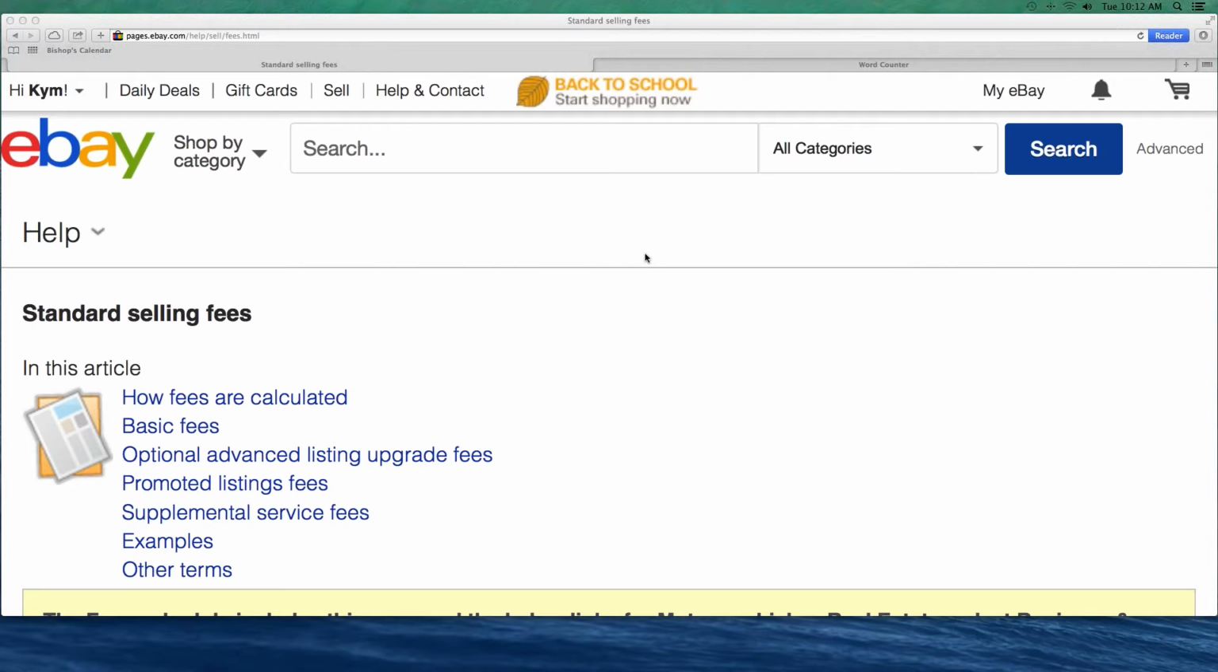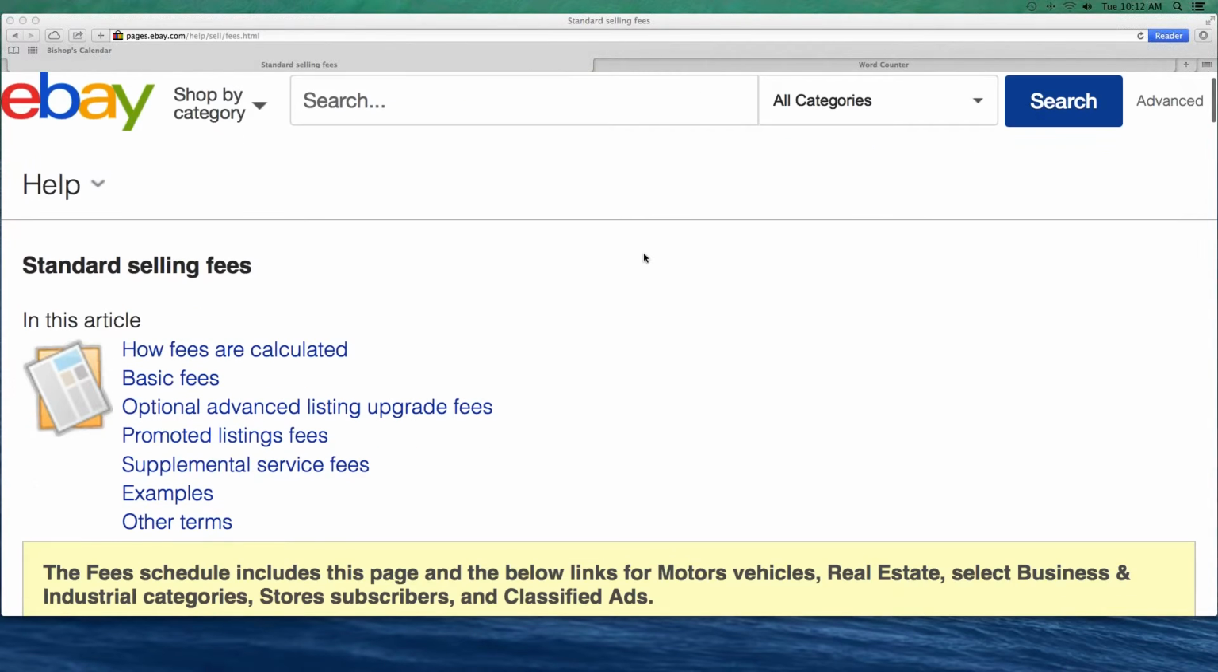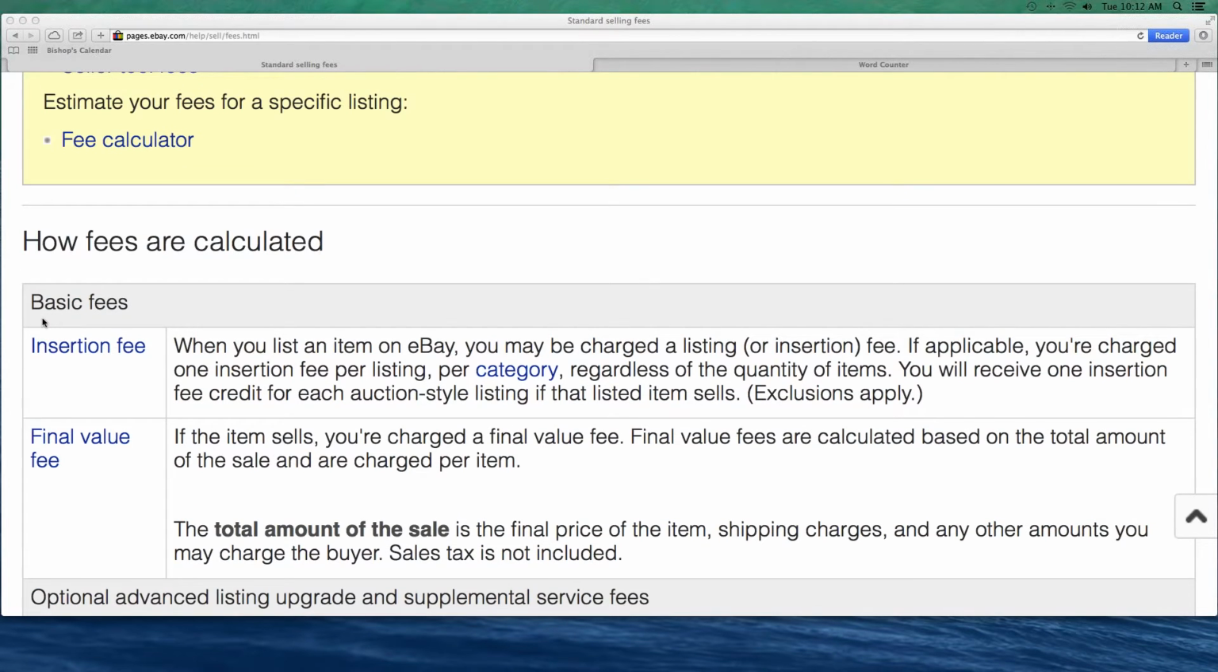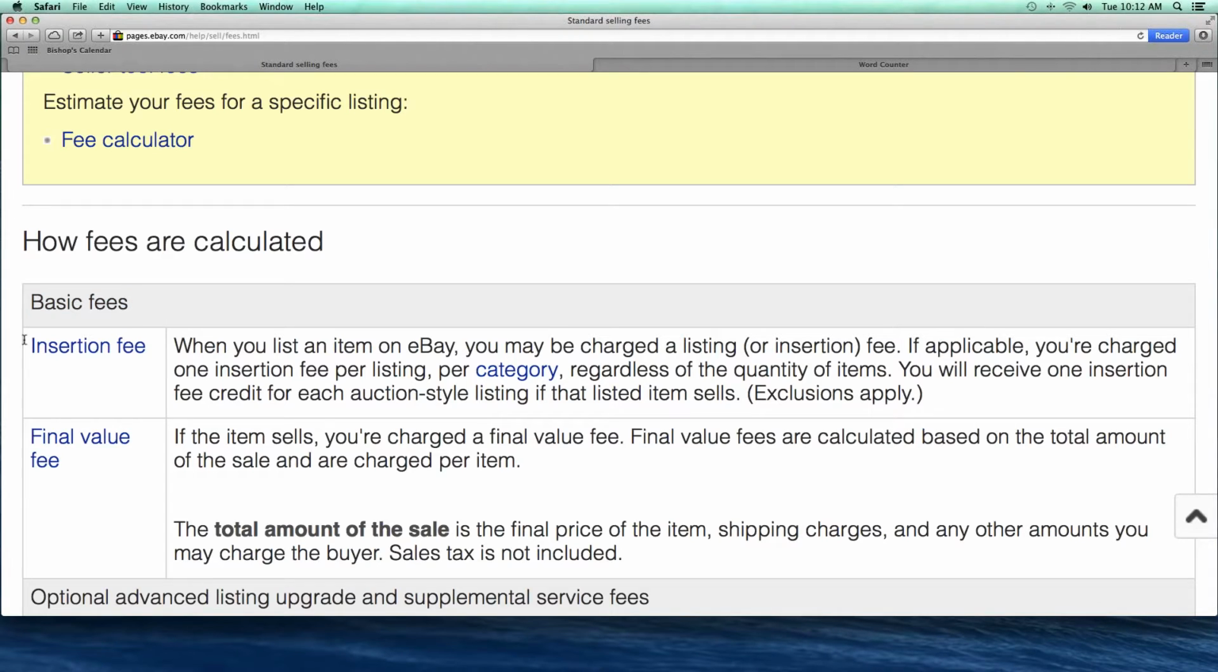So I've got eBay's official page right here. I'll link this in the video or in the notes below the video, so if you need this, you can refer to it. There's a lot of fat here that we're going to cut through. I'm just going to get straight to the point with specifically what the fees are, so you know how to handle it, because there's a few main fees, and that's what I want to look at. Okay, let me scroll through here and talk about these two. They're called basic fees right here. One is called the insertion fee, the other is called the final value fee.